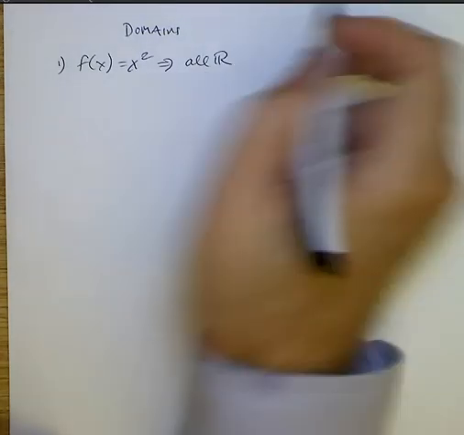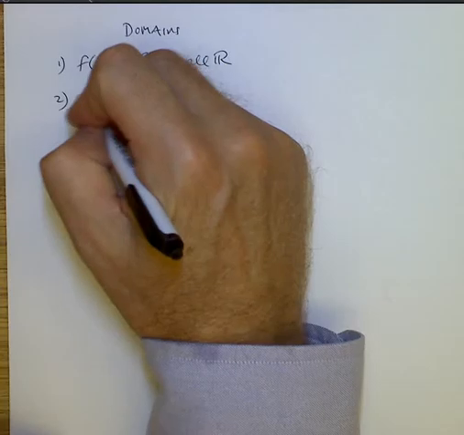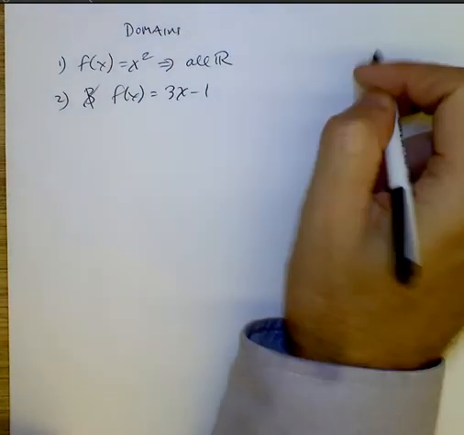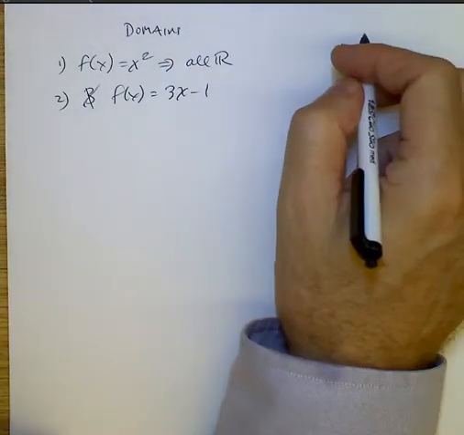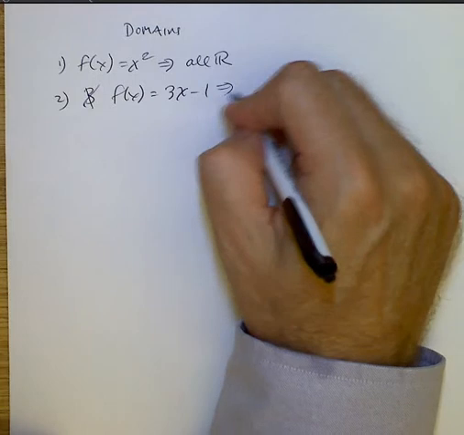Okay, if I gave you f of x equals 3x minus 1. Same thing. Is there any restriction on the x value that goes into this function? And in this case, the answer is no. There is no restriction. X can be negative, 0, or positive. So once again, you would say all reals.